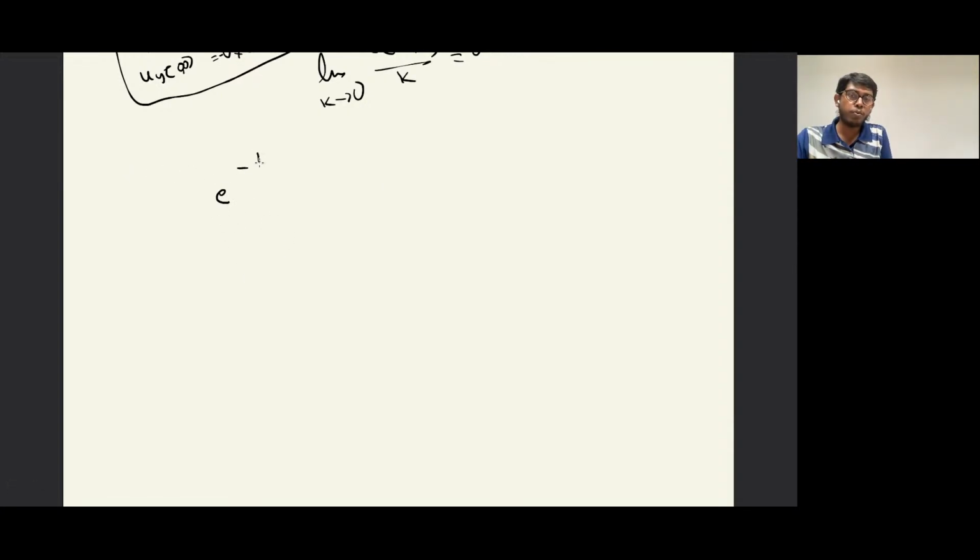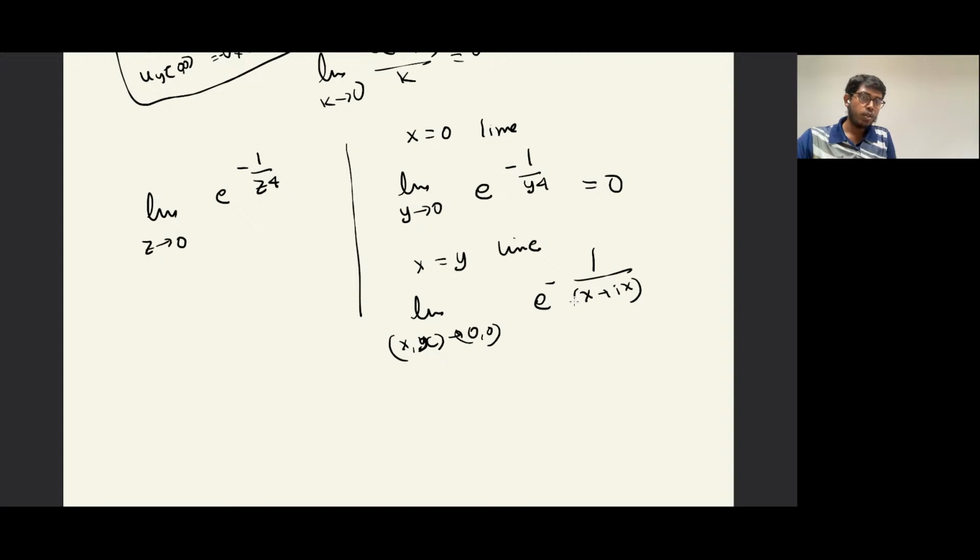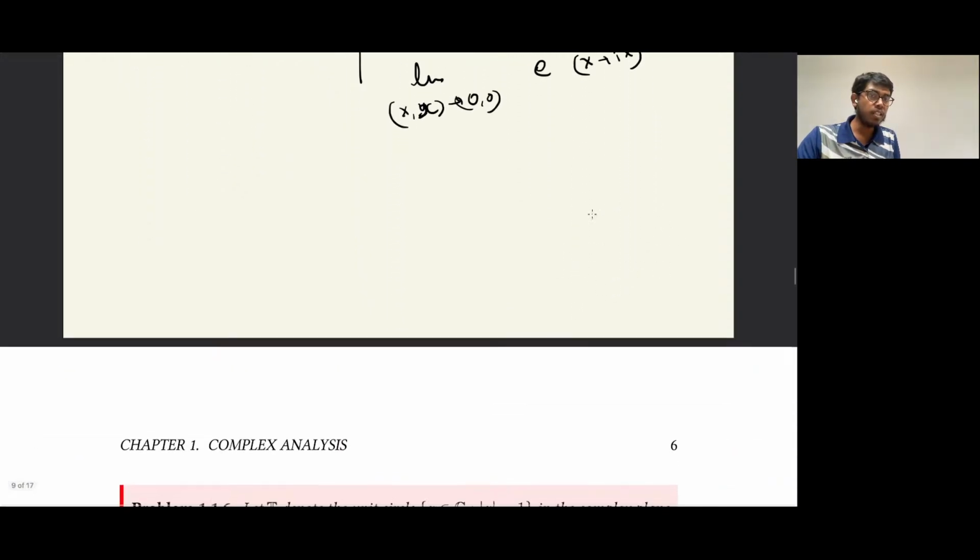So it's like e to the power minus 1 by z to the power 4, limit z tends to 0. But what is this? If I take the x equals 0 line, then what is this? Limit y tends to 0, e to the power minus 1 by y to the power 4, which is equal to 0. But now if I take the x equals y line, then what is this? Limit x goes to 0, e to the power minus 1 by (x plus ix) to the power 4.